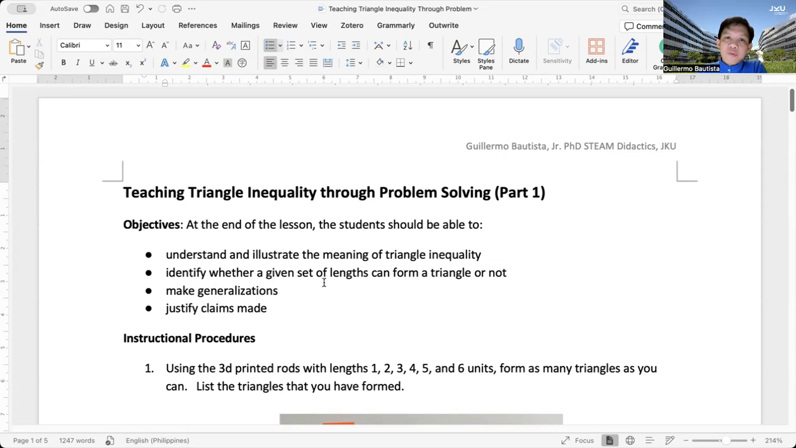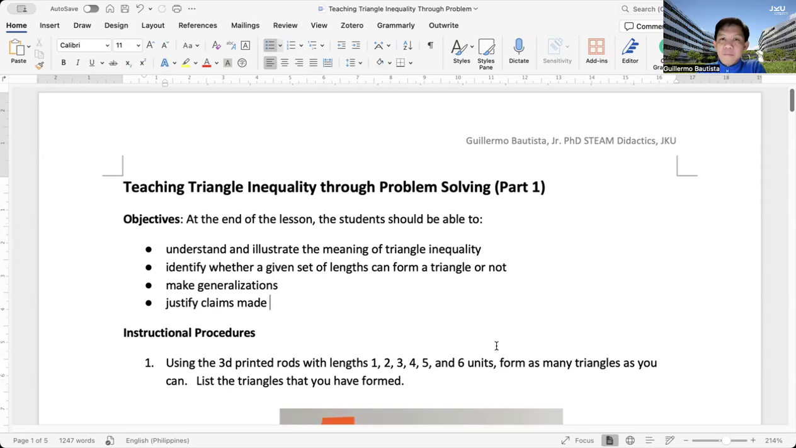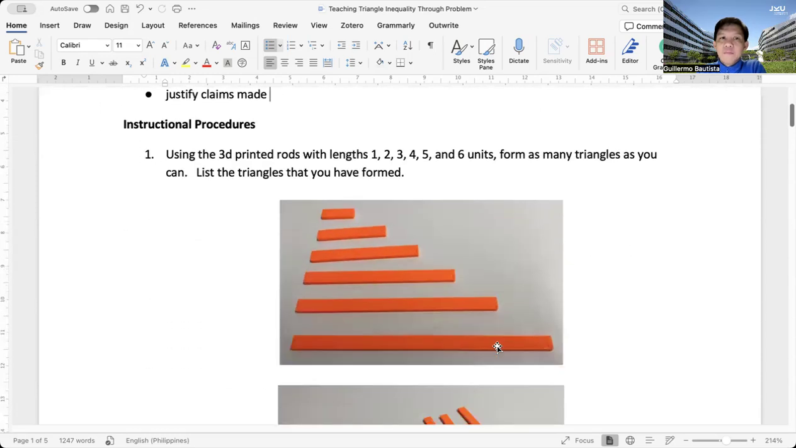At the end of the lesson, the student should be able to understand and illustrate the meaning of triangle inequality, to identify whether a given set of lengths can form a triangle or not. Third is make generalizations, and fourth is justify claims made. So the idea in this lesson is to use the 3D printed rods to let students form triangles.